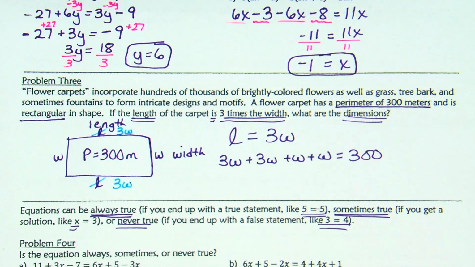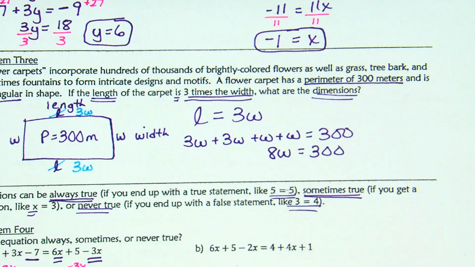8W equals 300. If 8W equals 300, I hear some calculators coming out. That's a good thing. What is W? 37.5. Okay. W is 37.5. 37.5 what? Meters.